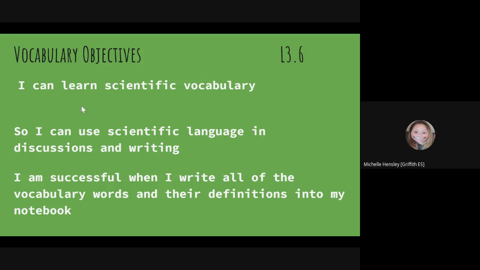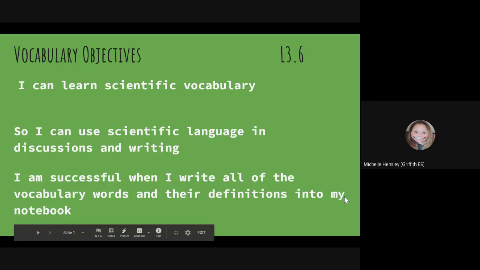My turn. I can learn scientific vocabulary. Your turn. My turn. I can use scientific language in discussions and writing. Your turn. My turn. I am successful when I write all of the vocabulary words and their definitions into my notebook. Your turn.